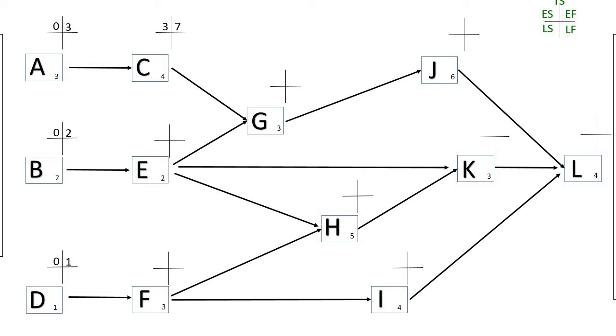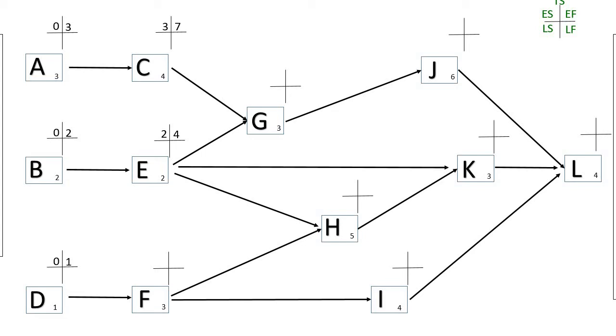Activity E is dependent upon activity B finishing. If the earliest that activity B could finish is on day 2, then the earliest start that E could start would be on day 2. E takes 2 days, so the earliest time that E could finish would be 2 plus 2, which is 4.